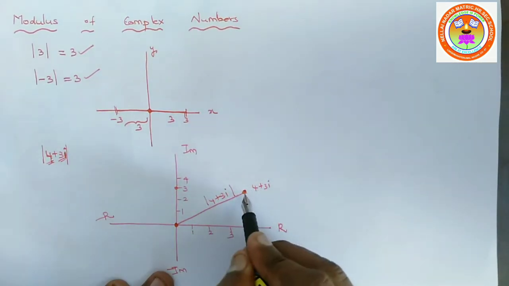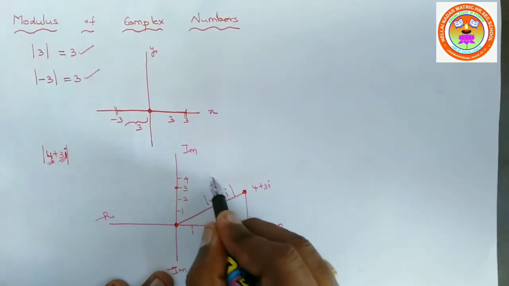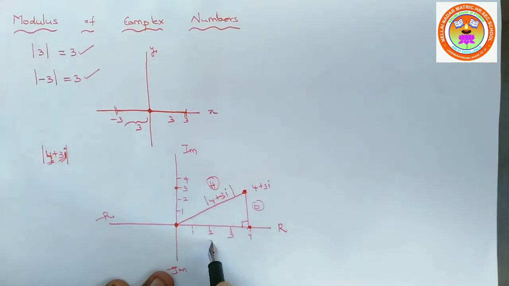How can we find it? I am going to draw a straight line. It is going to be the hypotenuse. This is the opposite side. This is the adjacent side.